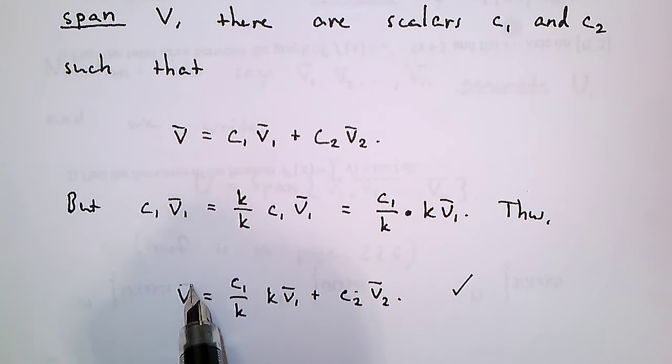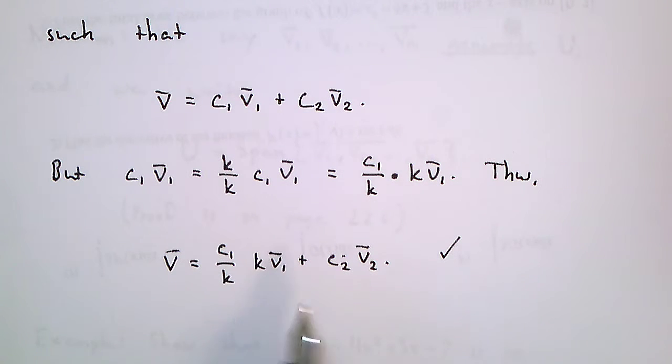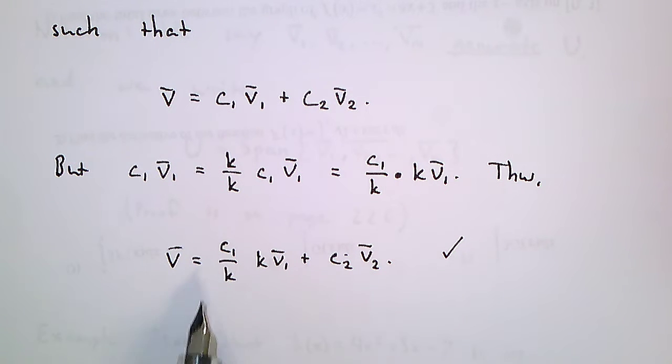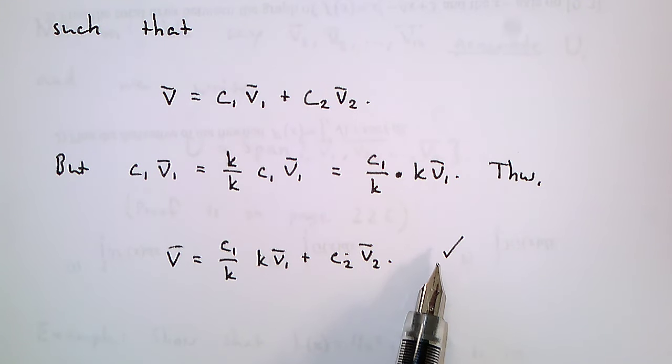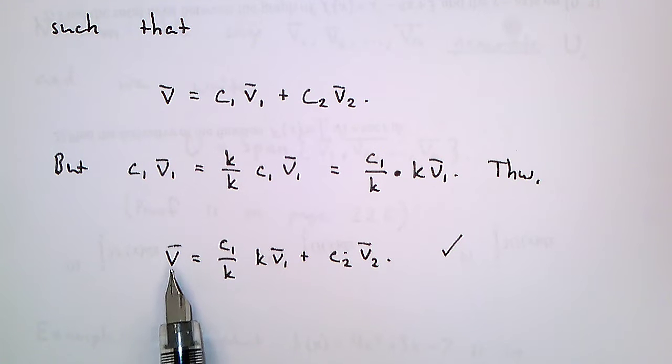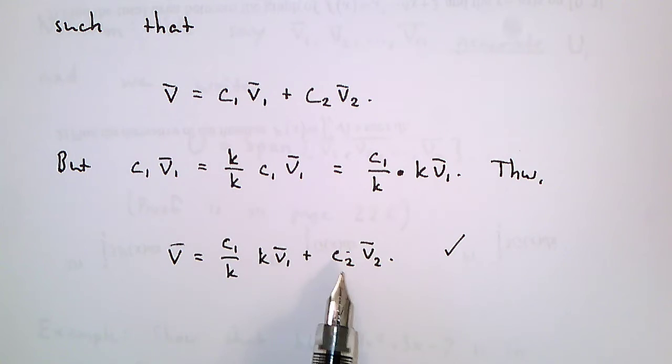So the vector v is now a linear combination of kv1 and v2, because it's equal to this sum, a constant times kv1 plus a constant times v2. So that means we're done. We proved that our vector is a linear combination of the new vectors.